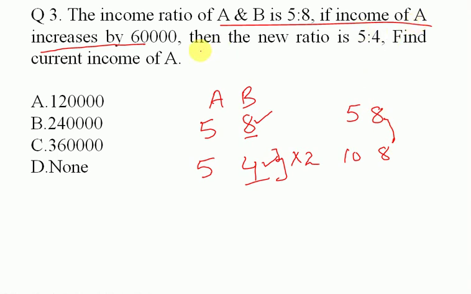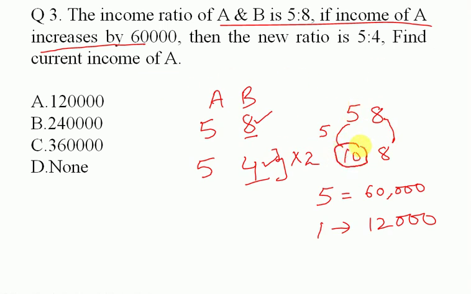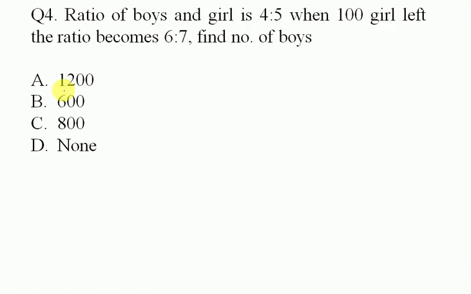Now there is a change in the income of A. How much? 60,000. And how much is the change in the ratio? 5. So can I say that because of this 5 there is a change of 60,000? So what is 1 equal to? 1 equals 12,000. But the question is: find the current income of A. Current income of A is 10 parts. So if one part is 12,000, what is 10 parts? That is 1,20,000. This is the answer. So this is how we are going to solve the problem with ratios.